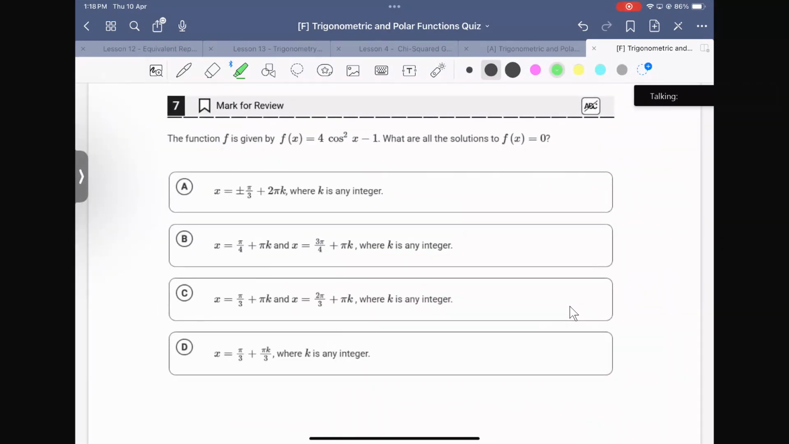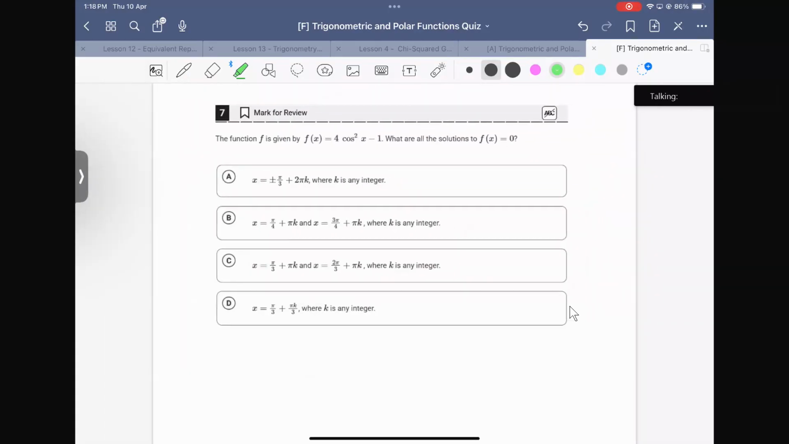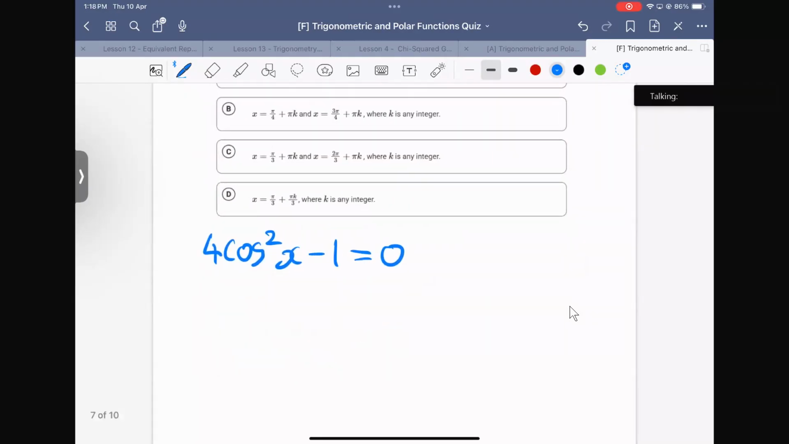7. We got another function. Okay, so we want to start off with this one by solving the equation. So this one is an equation to solve. We've got 4 cosine squared x minus 1 is equal to 0. So cosine squared x is equal to 1 over 4. Cosine x is equal to plus minus 1 over 2.